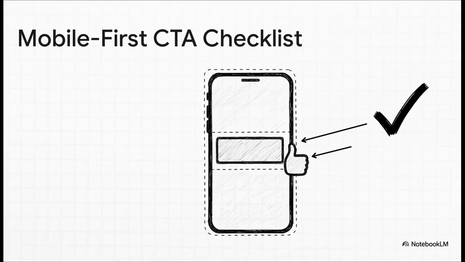So here's your quick mobile checklist. Use full-width buttons. They're just easier to hit. Give them plenty of space around them to avoid accidental taps, and make sure they're big enough for a thumb. If you can check these 3 boxes, your mobile CTR will definitely thank you for it.